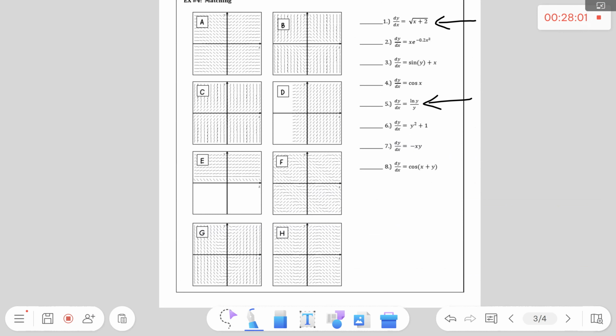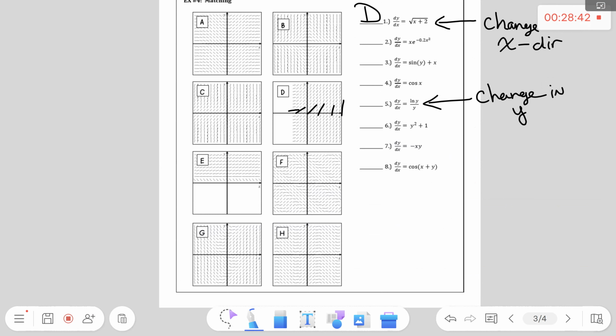What's the only variable in number 1? X. So we got no Y. So this one should have a change of slopes in the X direction only, right? And number 5 is going to have change in Y. So D is 1, absolutely, because if I'm looking at the slopes here, those slopes change as you go in the X direction. And E by process of elimination, right?